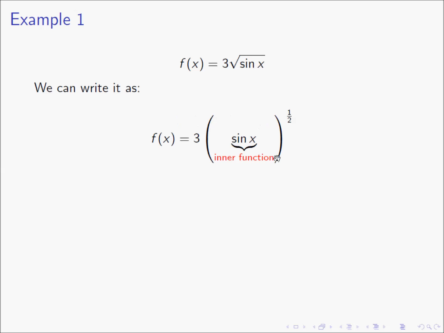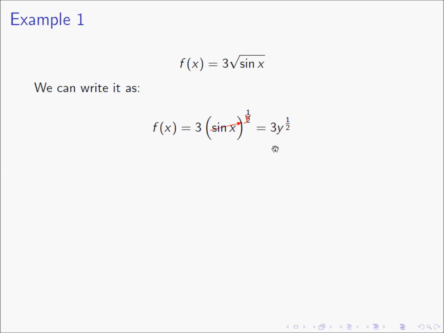Let's see another example of how this can be applied. Here we have f of x equals 3 square root of sine of x. Here we can write this as, instead of square root, sine of x to the 1/2. And here we can consider that sine of x is the inner function, and the square root, the function that takes the square root, is the outer function. So we think of the inner function as a variable. That's why here I'm going to replace the inner function, that is sine of x, by the letter y, that is another variable.